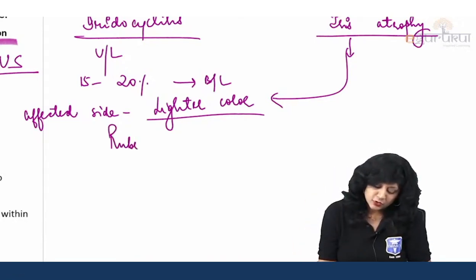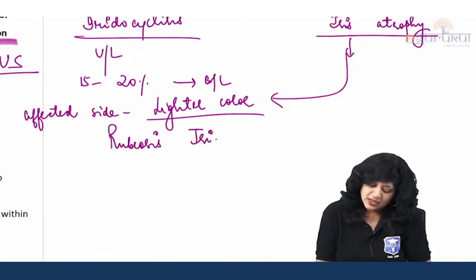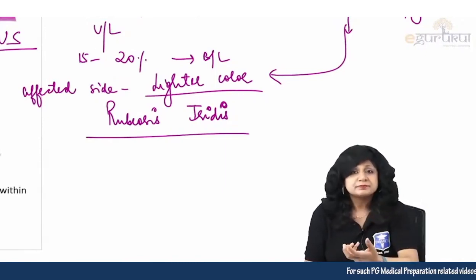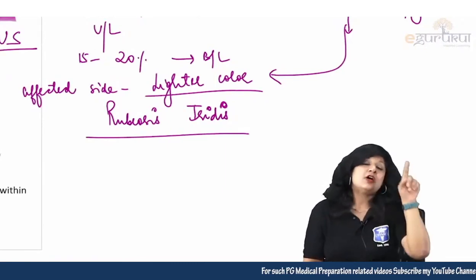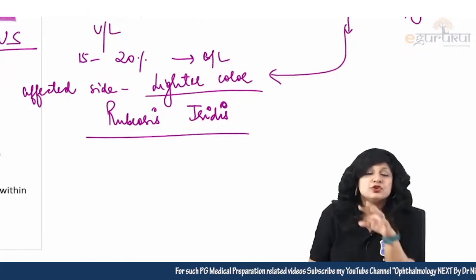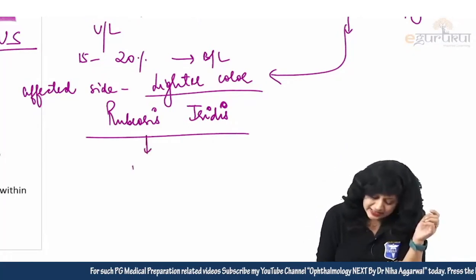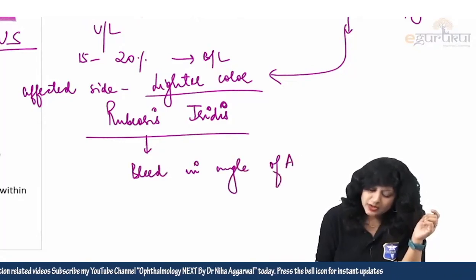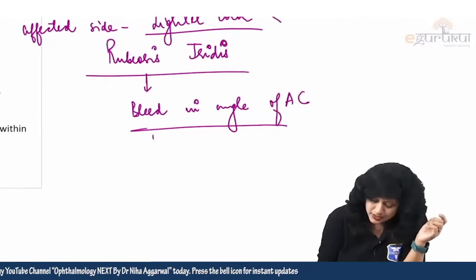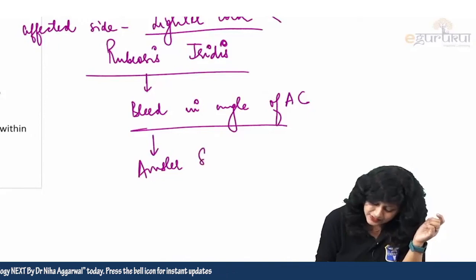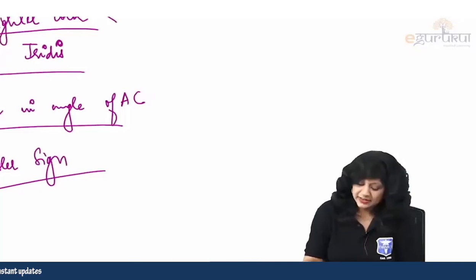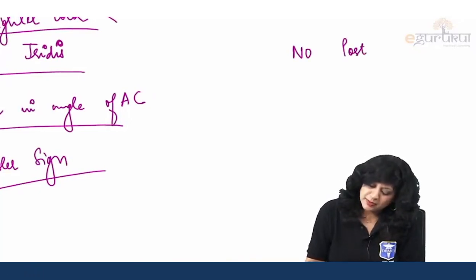Then you can also have the rubeosis iridis. Another important thing, we can also have the rubeosis iridis because a lot of inflammation will lead to a lot of neovascularization. So you will also have the development of the vessels. We have neovascularization over the iris, and this can even bleed in the angle of anterior chamber. Now, what is this called as? When it is bleeding in the angle of anterior chamber, this is called as the Amsler sign. This is called as the Amsler sign, again important. And a very important thing is that no posterior synechiae. You have to remember that the posterior synechiae are always absent.